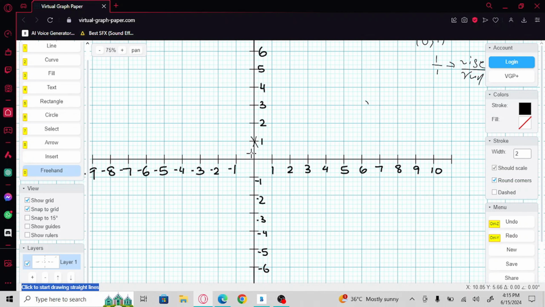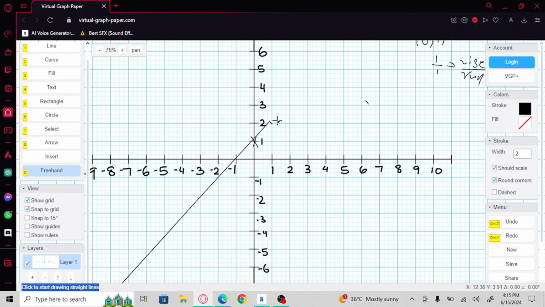You can also count the bigger boxes. I just counted the smaller boxes so that I could have more space to work on, and you can just count the bigger boxes, and the thing is, gradient works on ratios. So if you just use the bigger box for rise and the bigger box for run, it's going to give you the same answer. It's going to be the same ratio actually. So 1 is our rise and 1 is our run.